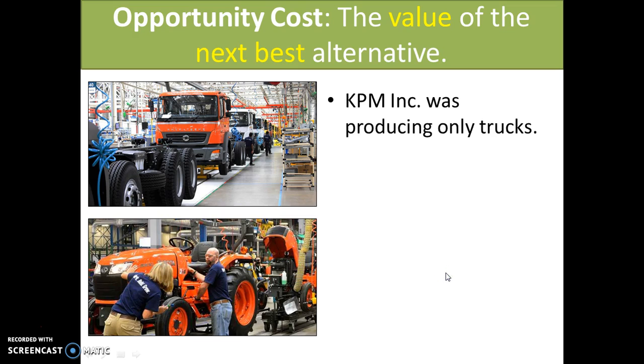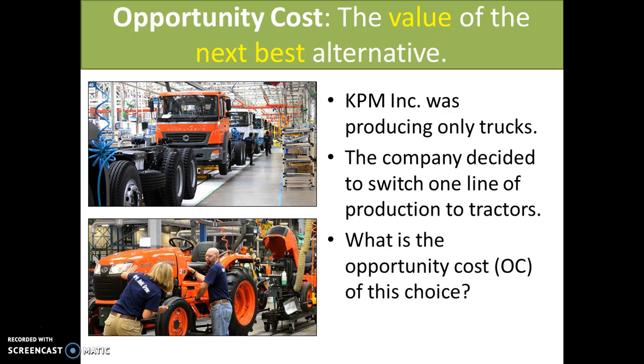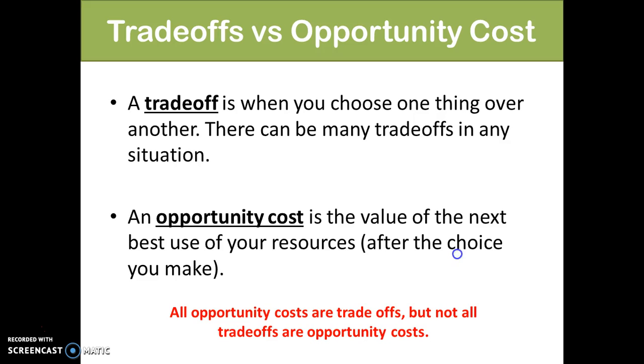One last example. KPM was producing trucks. The company decided to switch one line of production to tractors. And what's the opportunity cost of this choice? Okay. Because they are no longer making trucks, they are no longer selling trucks. And if they're not selling trucks, they're not going to be making any money off those trucks. So the money they would have made selling the trucks, if they continued producing them, is the opportunity cost, because they believe that they can make more money by selling tractors. And so they've lost that money and whatever customers they had who were purchasing the trucks that they were making.